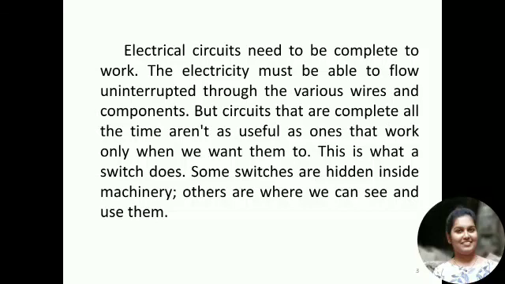Based on the application, or the time, or the dependency, we operate the switch such that the circuit comes into action. Some switches are hidden inside the machinery, and some switches we can physically see and touch. So all the switches may not be physically available at all times.